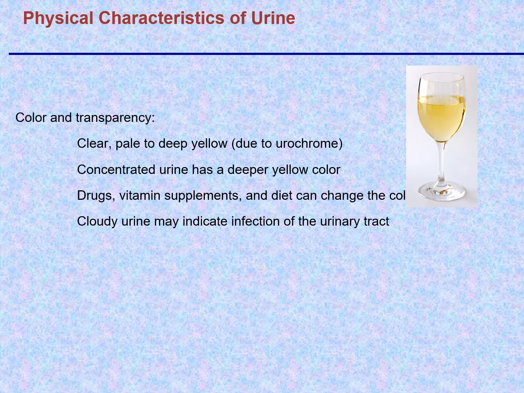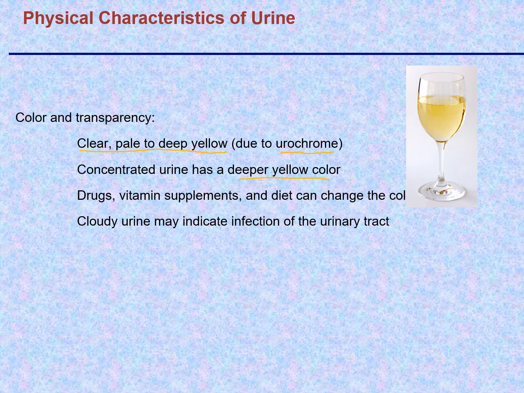There are some other general features of urine that you should be aware of. You probably already are. It can range in color from very clear, to pale yellow, to a deep yellow. This is due to a molecule that has a yellow color, it colors the urine, and the molecule is urobilinogen or urobilin. Very concentrated urine, of course, is a deep color. There are certain drugs, vitamin supplements, and foods that you can eat that can change the color of the urine.